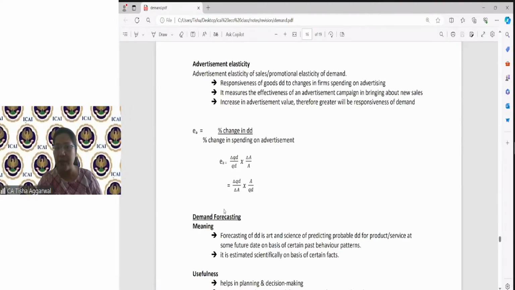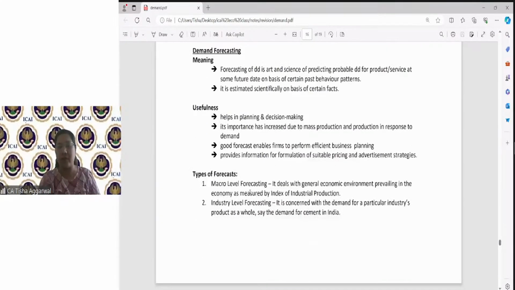The last topic for today on demand is demand forecasting. Please understand this simple word, forecasting. What is forecasting? Forecasting means today I'm sitting here and I'm thinking about tomorrow, maybe based on the past situation of my previous behavior. That is what is known as forecasting.